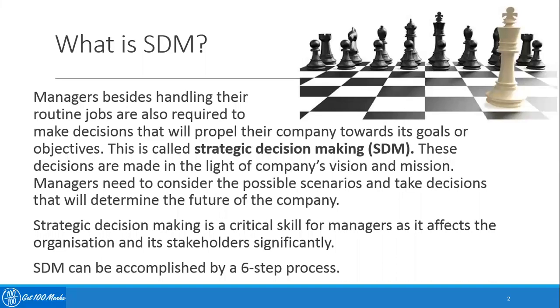Managers need to consider the possible scenarios and take decisions that will determine the future of the company. Strategic decision making is a critical skill for managers as it affects the organization and its stakeholders significantly. SDM, that is strategic decision making, can be accomplished by a 6-step process.